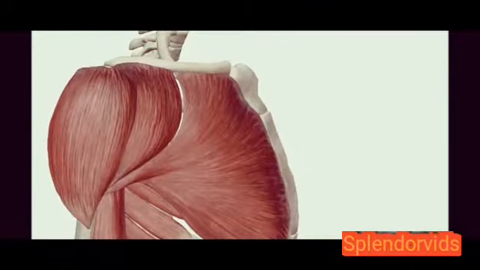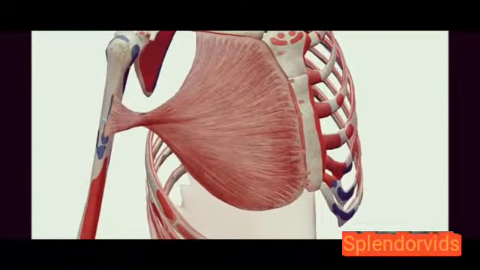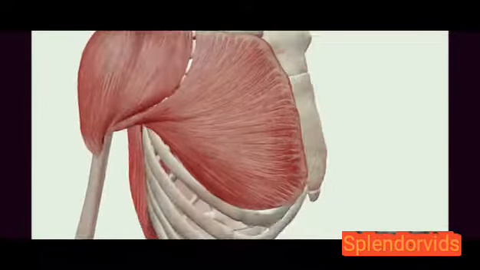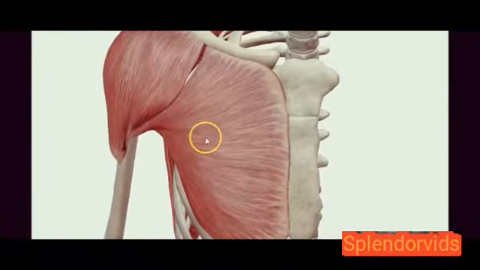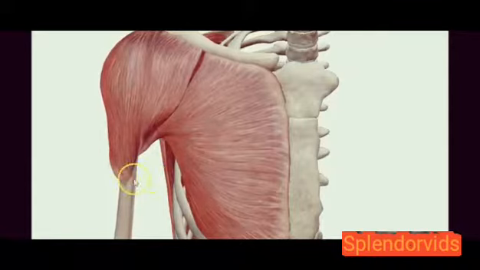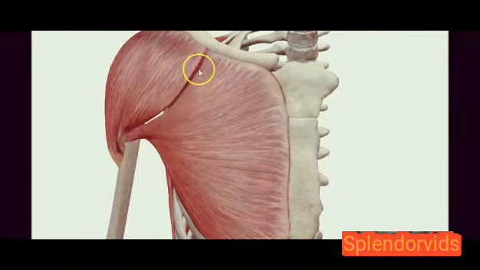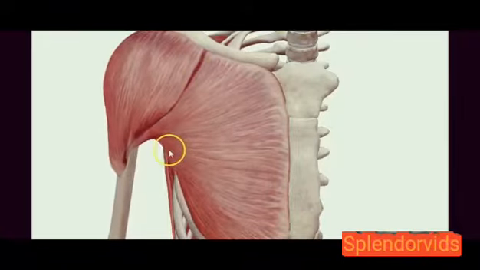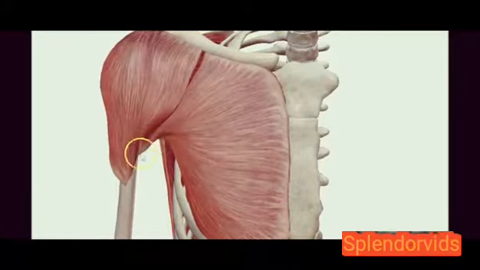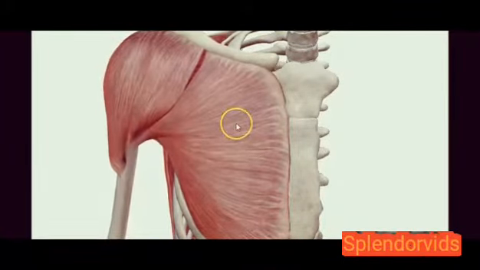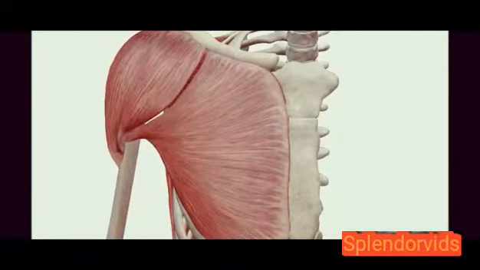The other action is medial rotation of the humerus at the shoulder joint. It will be like this. If we see, this is the humerus making medial rotation on the shoulder joint, and by this rotation the insertion approximated to the origin of pectoralis major.